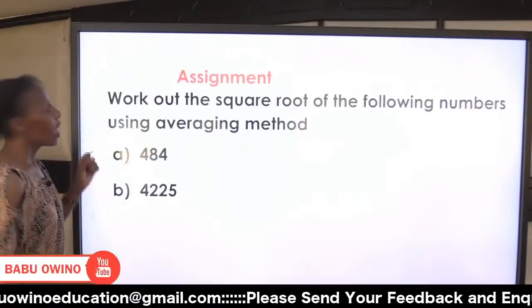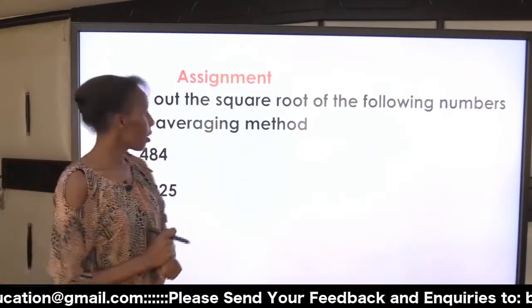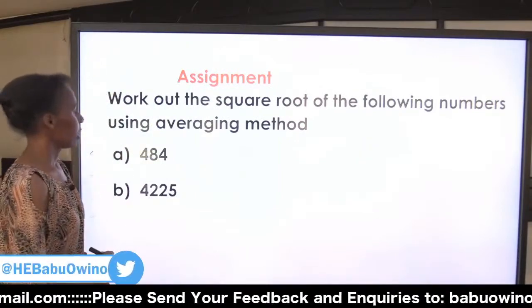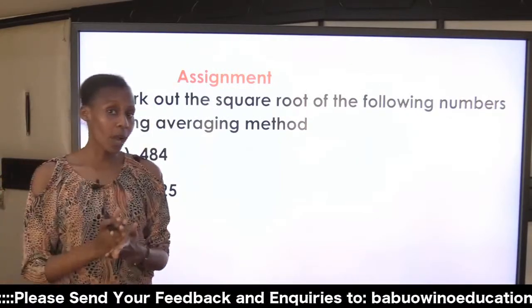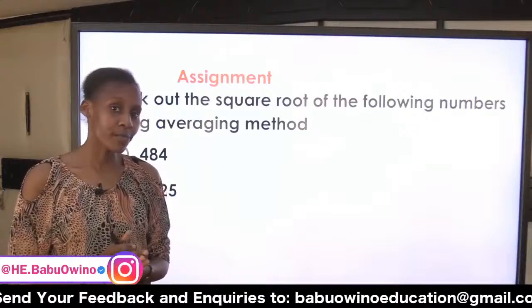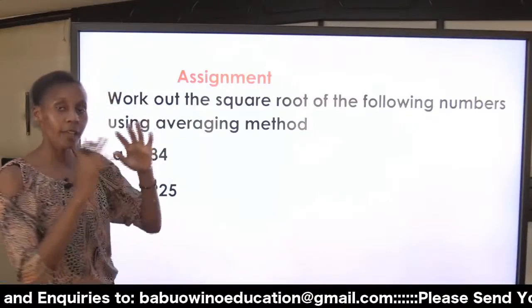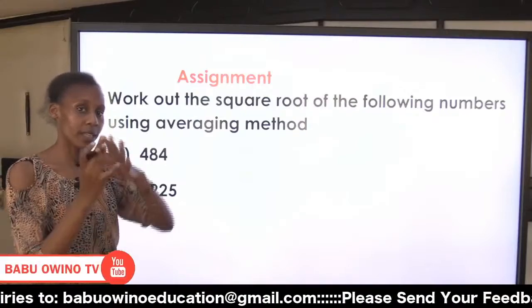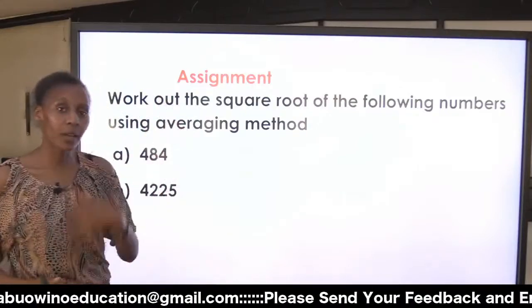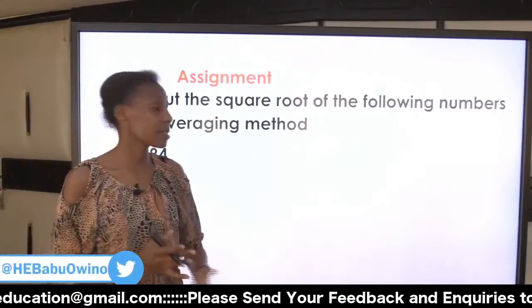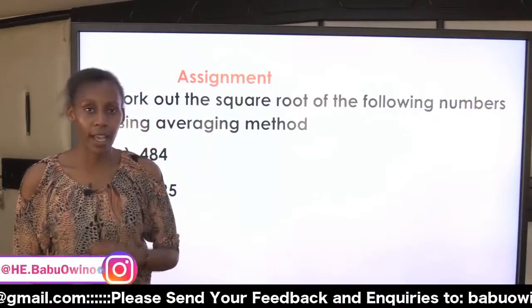Okay, we have come to the end of our lesson, and I believe now you can work out the square root of numbers, even bigger numbers. You don't have to use the prime factorization method, which might take you a very long time, but you can even work out the square root of big numbers using the averaging method.